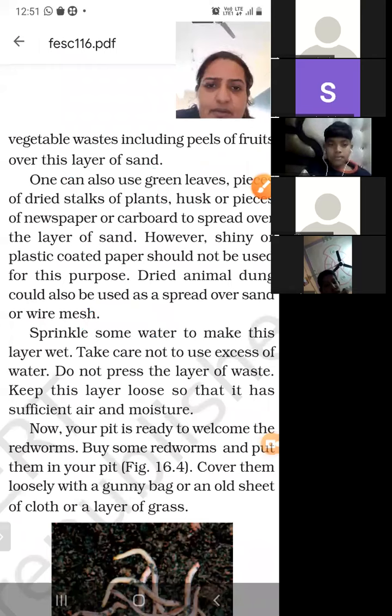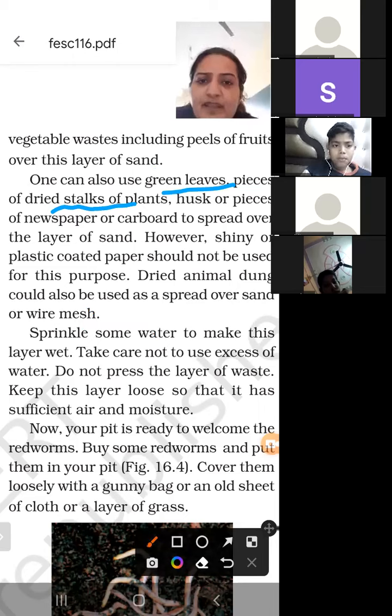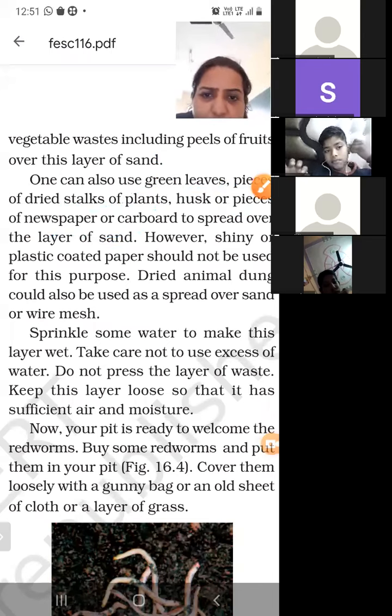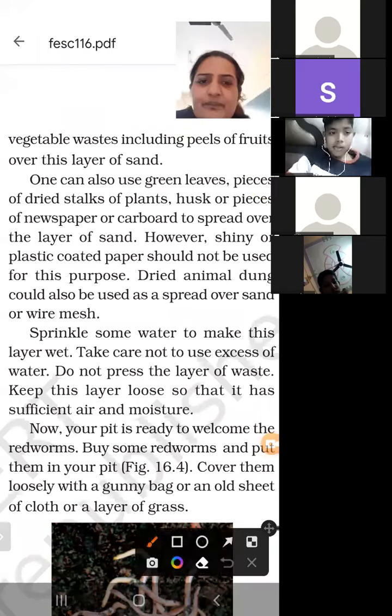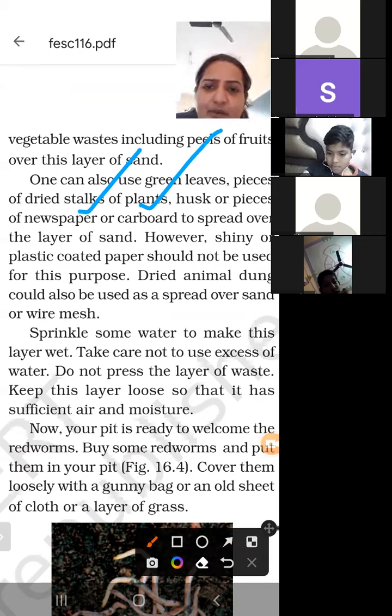One can also use green leaves and pieces of dry stalks or plants. We can also add green leaves in the pit or box, and when the stems of plants dry completely, we can also add husk or pieces of newspaper or cardboard to spread over the layer of sand.